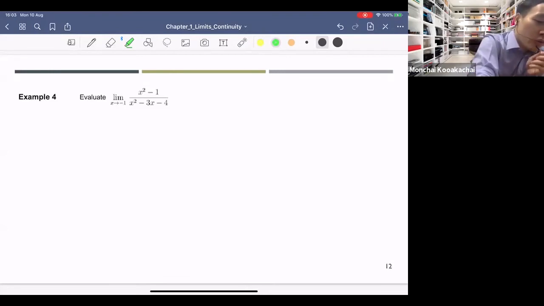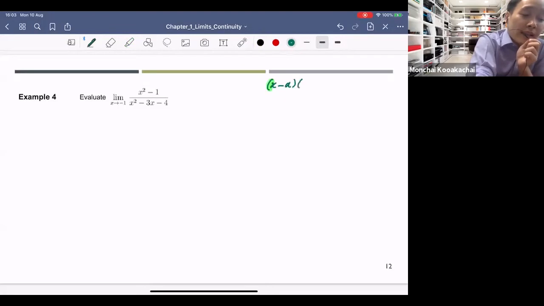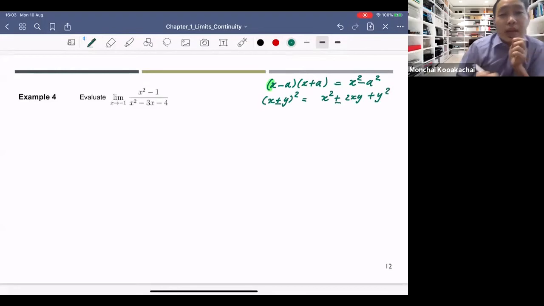So for those of you who cannot remember, we have x minus a times x plus a. This is going to be x squared minus a squared. Everyone should know how to factor this. And also x plus y squared is x squared plus 2xy plus y squared. And if you have a negative sign here, it's going to be a negative sign in the middle. So everyone should know how to use the factoring here.